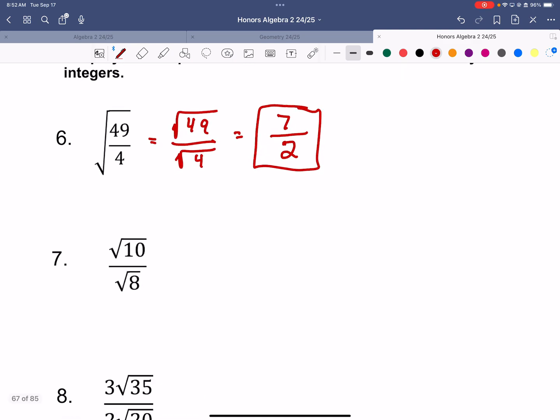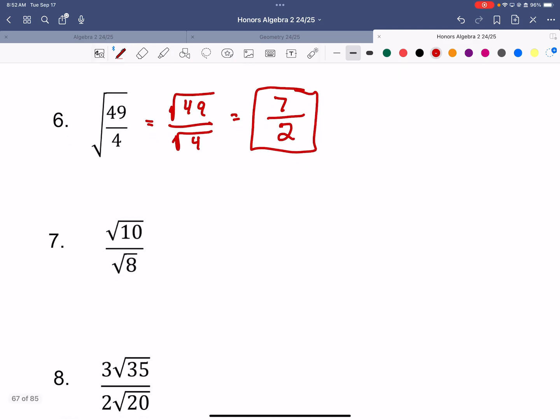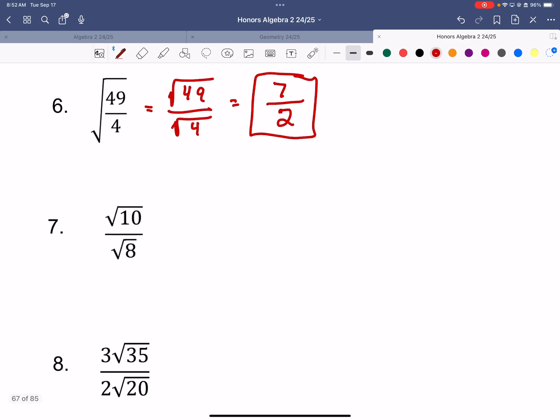Now if we look at that second one, is 10 or 8 a perfect square? No, neither of them are perfect squares. Is there a number that goes into both of them? Yeah, 2 goes into both of them. So I'm just going to rewrite it. How many times does 2 go into 10? 5. How many times does it go into 8?